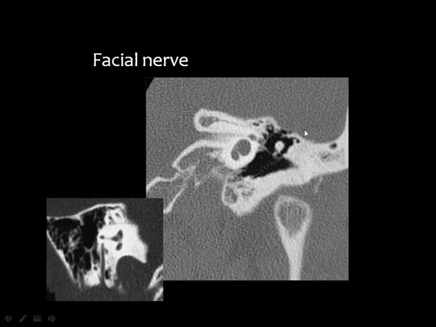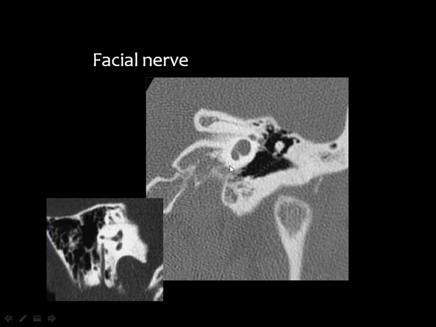Then if you look here in this coronal image, you can see that the middle ear cavity is separated from the brain by this bony ridge, which represents the tegmen tympani. Then this is the cochlea, and above the cochlea you can see these two dots. These are the ascending and the descending limbs of the facial nerve canal. And the one which is near to the middle ear cavity is known as the tympanic segment. And the other one which is away and near to the inner ear is known as the labyrinthine segment.